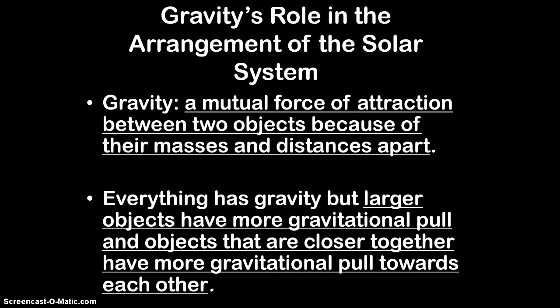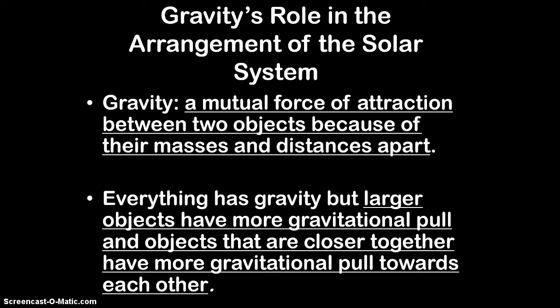The reason why we stay on the surface of the Earth and get pulled towards the center is because of gravity. The reason why our planets orbit around the sun is because the sun has a much bigger mass than our planet. So gravity is a mutual force of attraction between two objects because of their masses and the distance apart. Everything has gravity, but larger objects have more gravitational pull to objects that are closer to them and have more gravitational pull towards each other.